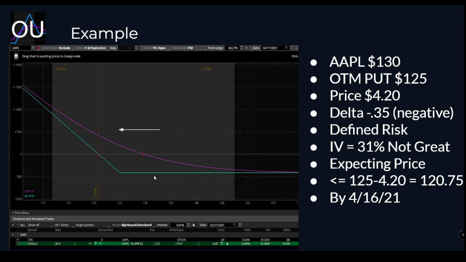We have defined risk. The IV rank in this case is 31%. When I say not great, we'll talk about later why IV rank is important. When you're buying options, you want your implied volatility to be as low as possible, and you're expecting the price to be that price of 125 minus the actual price that you paid, 4.20. So you're expecting it to be lower than 120 and 3/4, or 120.75, by expiration. So that's how that works. And you're expecting a big down whoosh in this stock.